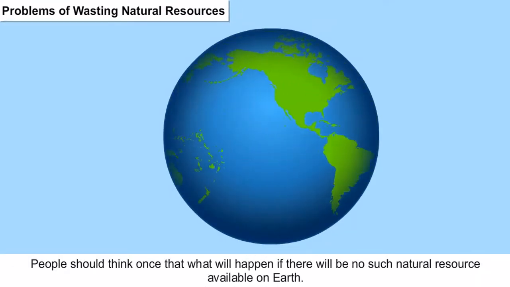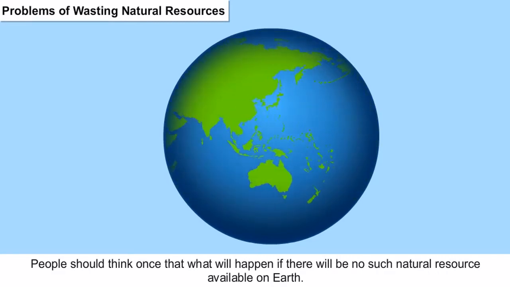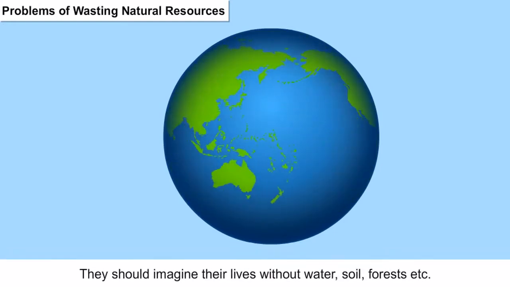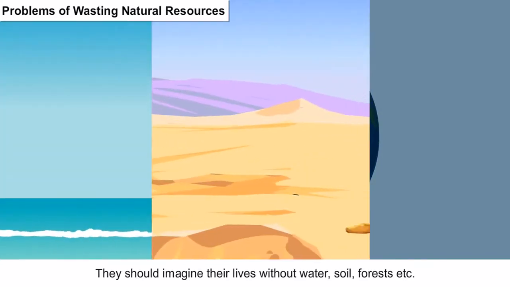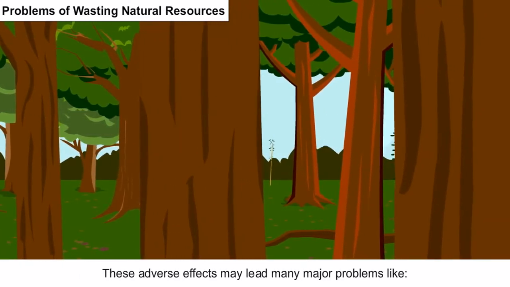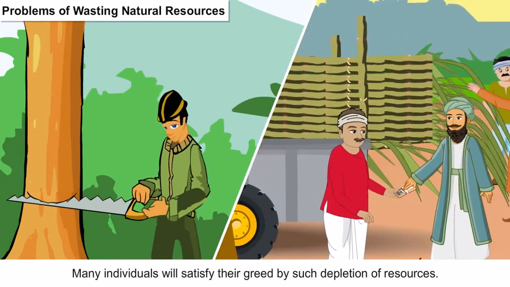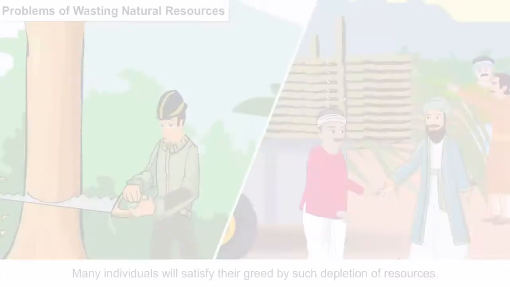Problems of wasting natural resources. People should think once that what will happen if there will be no such natural resources available on earth. They should imagine their lives without water, soil, forests, etc. These adverse effects may lead to many major problems like 1. Many individuals will satisfy their greed by such depletion of resources.